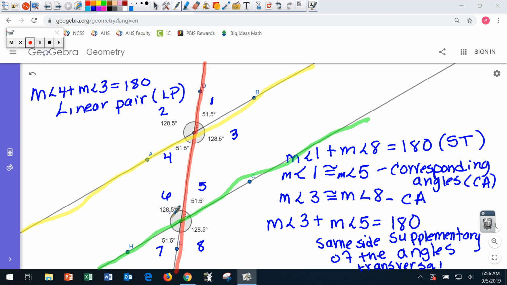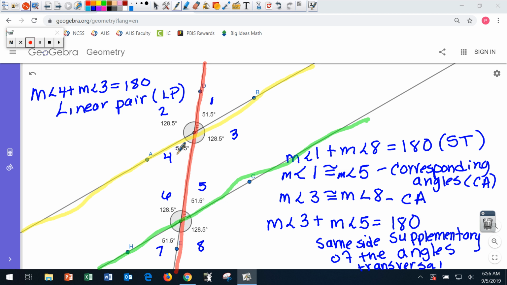Okay, we have the same relationship between 5 and 6, 7 and 8, and 1 and 2. They're called linear pairs, all of those, because they're right beside each other, and they equal 180 degrees. They're also supplementary.